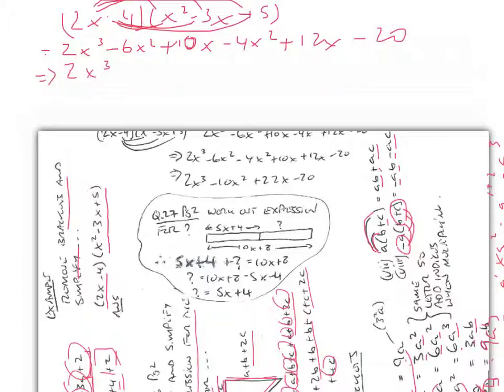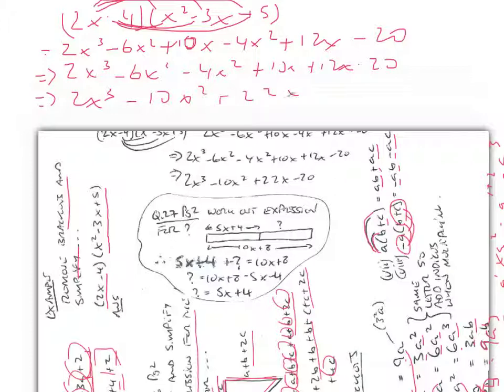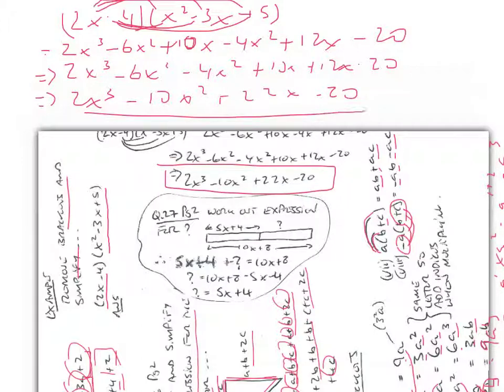2x cubed, no more x cubes. Let's go for our x squared: minus 6x squared minus 4x squared, and then we've plus 10x plus 12x minus 20. So that's 2x cubed minus 10x squared plus 22x minus 20. And that's the final value of that expression simplified.